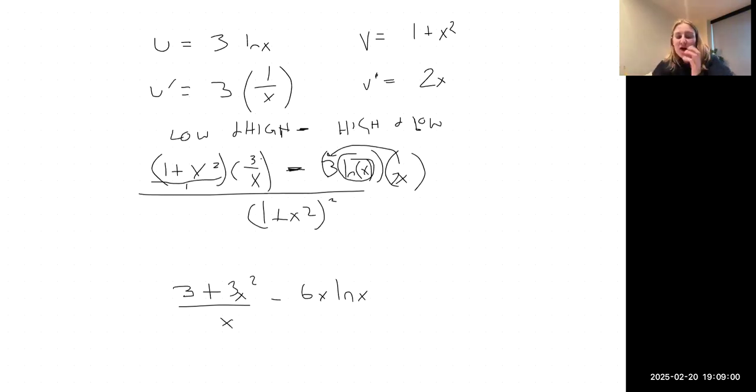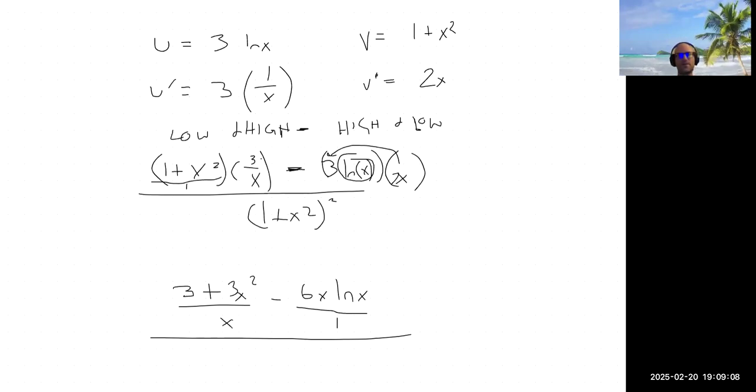So it's going to be that over, and you can think of it as being over one. And then this is still divided by 1 plus x squared. Oh, squared. I wrote plus 1x. That's not going to work. Okay, 1 plus x squared squared.